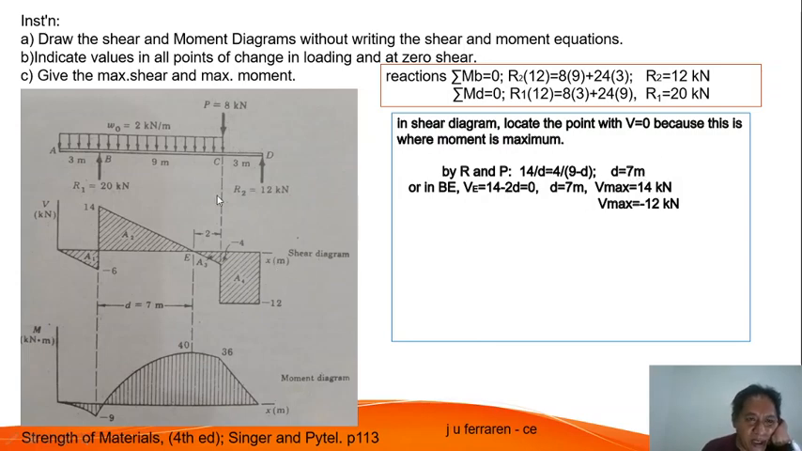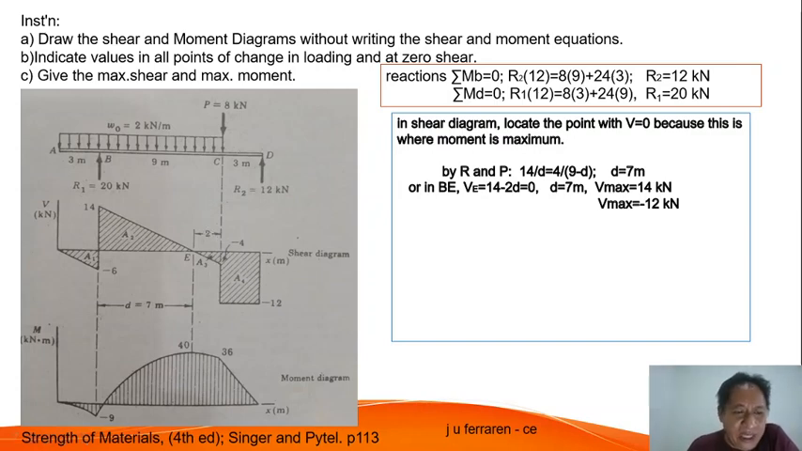Now, in your diagram here, we are also asked to give the maximum shear and maximum moment. So, for shear, your maximum positive shear is 14 kilonewton. For the negative, we go to negative 12. So it is still considered maximum because it is the sliding of the portion of your beam that is affected with the shear, no? If shear is positive, the effect of the shear is to make the portion go upward. But if the portion here is negative, it slides downward.